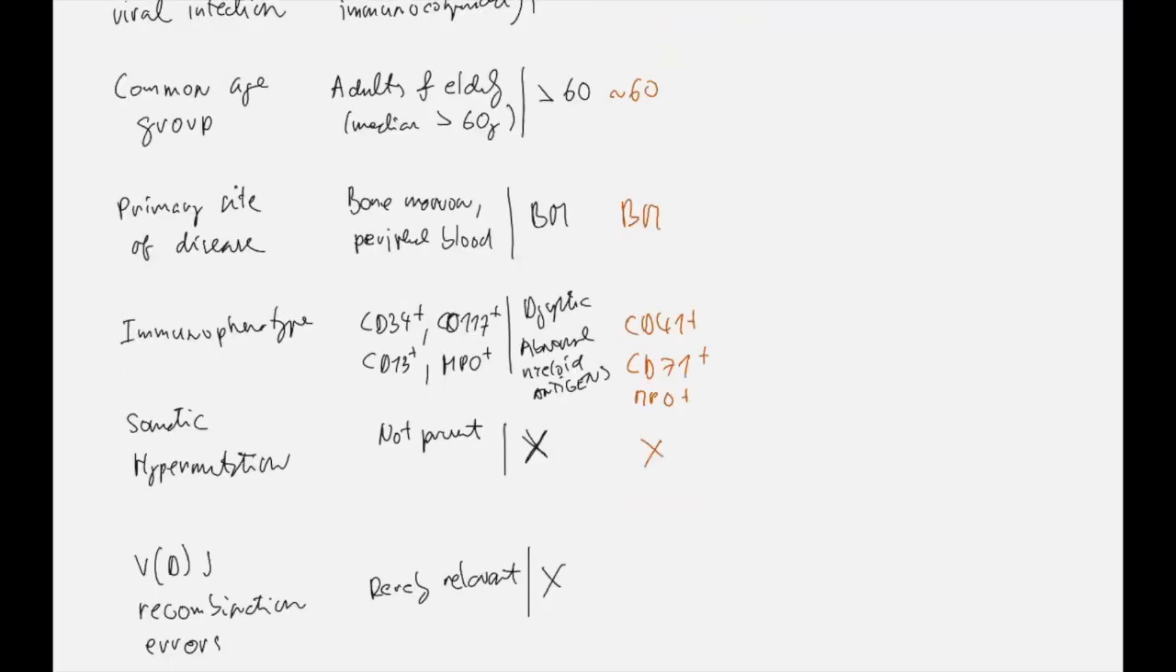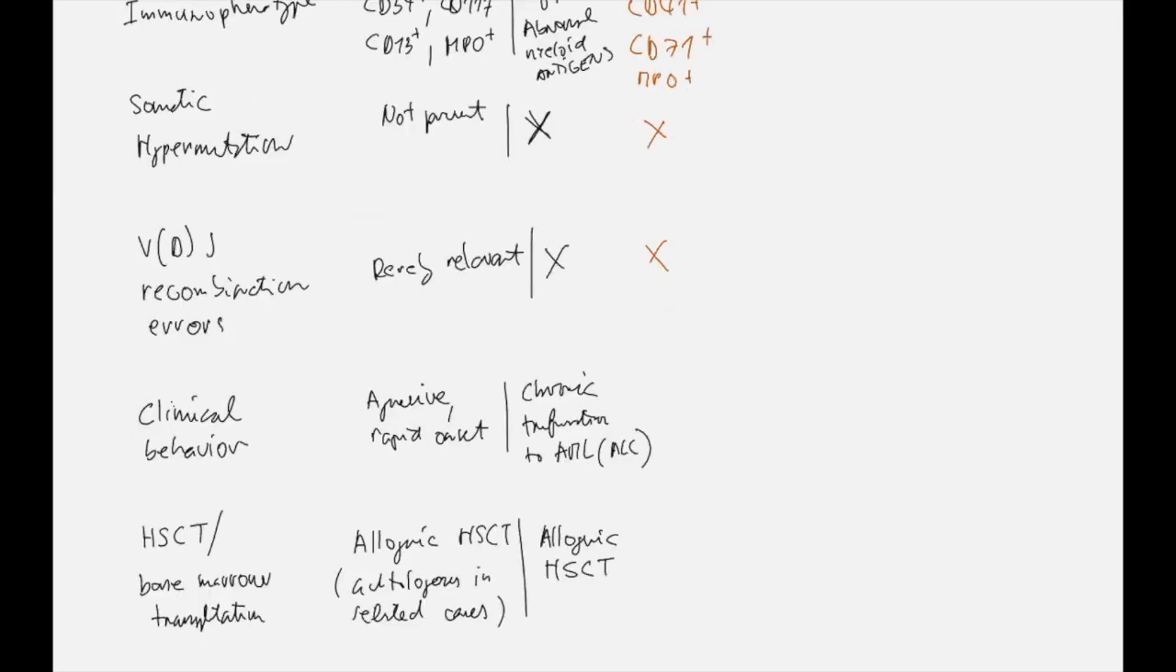Clinical behavior, it's chronic. Transformation to AML typically later. So chronic, again, transforms into AML and can transform into ALL as well. Okay, and what is the treatment? Well, allogeneic hematopoietic stem cell transplantation. So allogeneic.